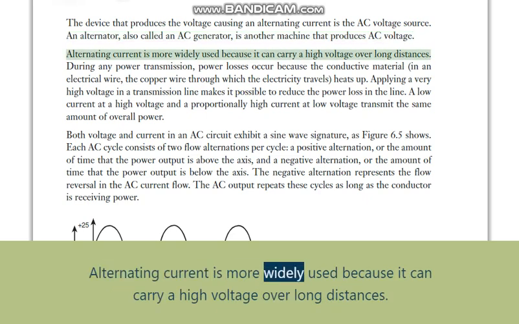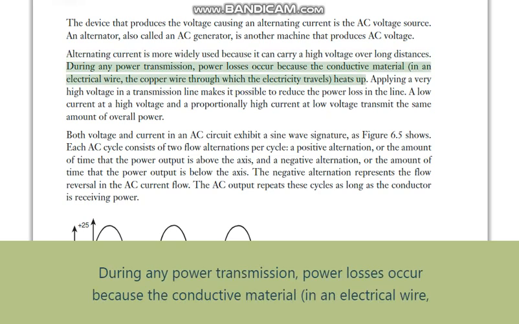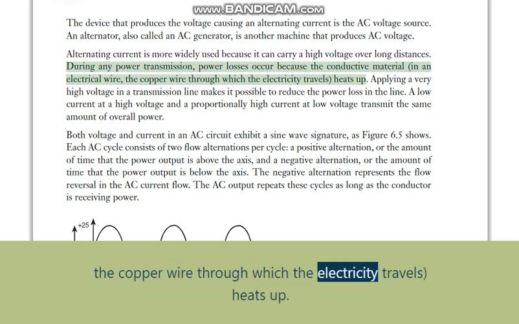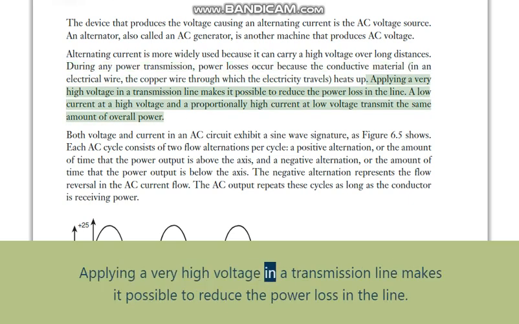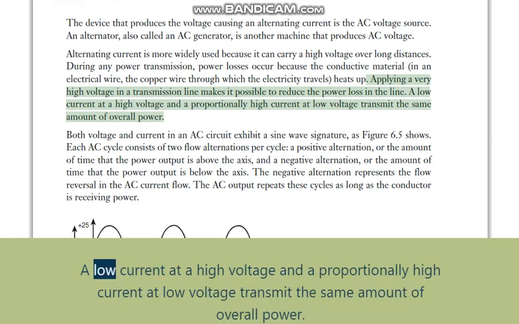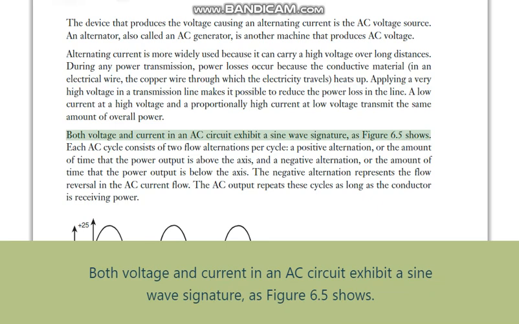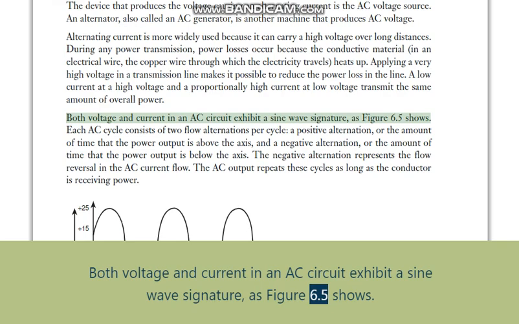Alternating current is more widely used because it can carry a high voltage over long distances. During any power transmission, power losses occur because the conductive material, in an electrical wire, the copper wire through which the electricity travels, heats up. Applying a very high voltage in a transmission line makes it possible to reduce the power loss in the line. A low current at a high voltage and a proportionally high current at low voltage transmit the same amount of overall power. Both voltage and current in an AC circuit exhibit a sine wave signature, as figure 6.5 shows.